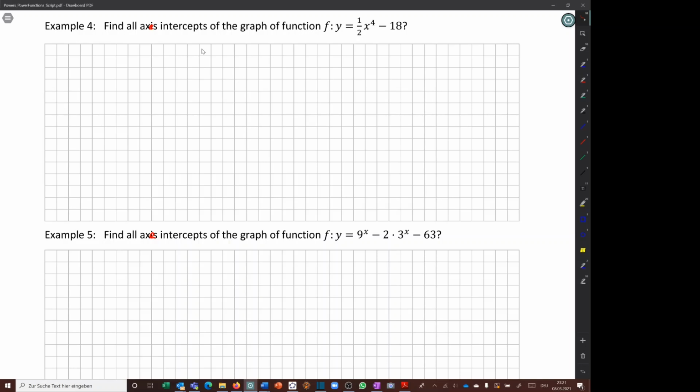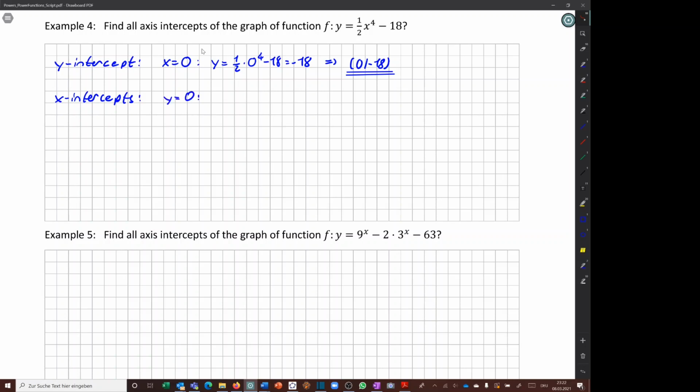Let us start with the y-intercept. The y-intercept means that the x-coordinate is 0. So we have x equals 0, and we can now insert x equals 0 directly into this equation here, and we get directly the y, which is minus 18, and we find that the y-intercept is the point 0, minus 18.